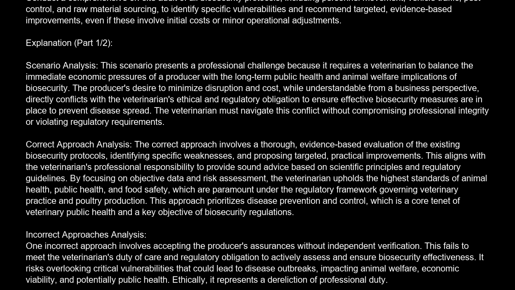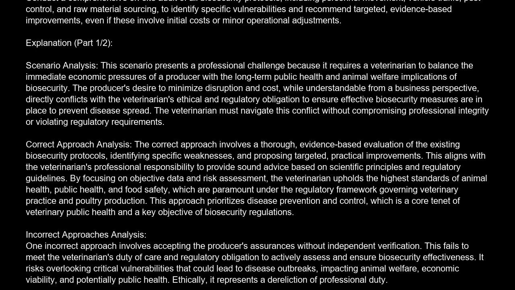Explanation. Scenario analysis. This scenario presents a professional challenge because it requires a veterinarian to balance the immediate economic pressures of a producer with the long-term public health and animal welfare implications of biosecurity. The producer's desire to minimize disruption and cost, while understandable from a business perspective, directly conflicts with the veterinarian's ethical and regulatory obligation to ensure effective biosecurity measures are in place to prevent disease spread. The veterinarian must navigate this conflict without compromising professional integrity or violating regulatory requirements.